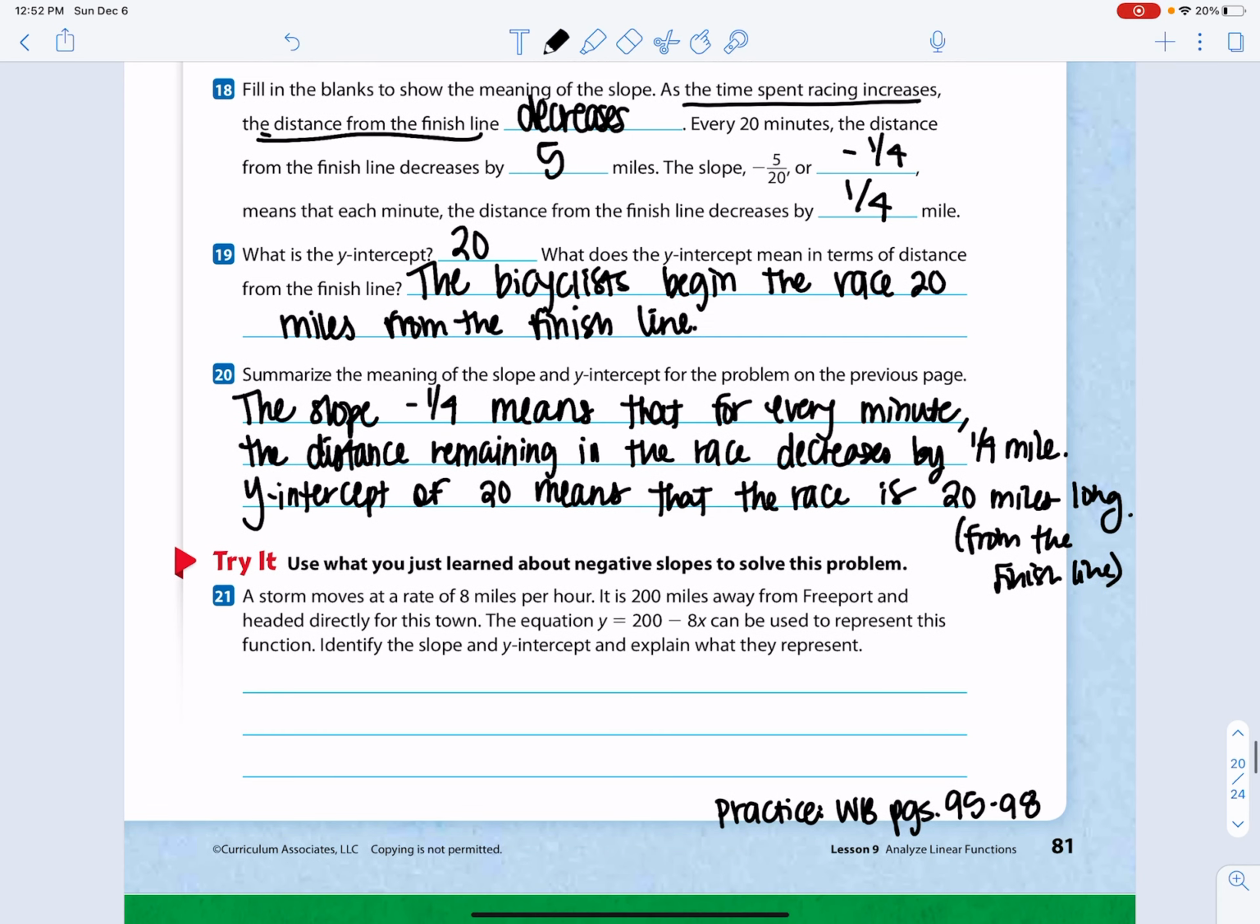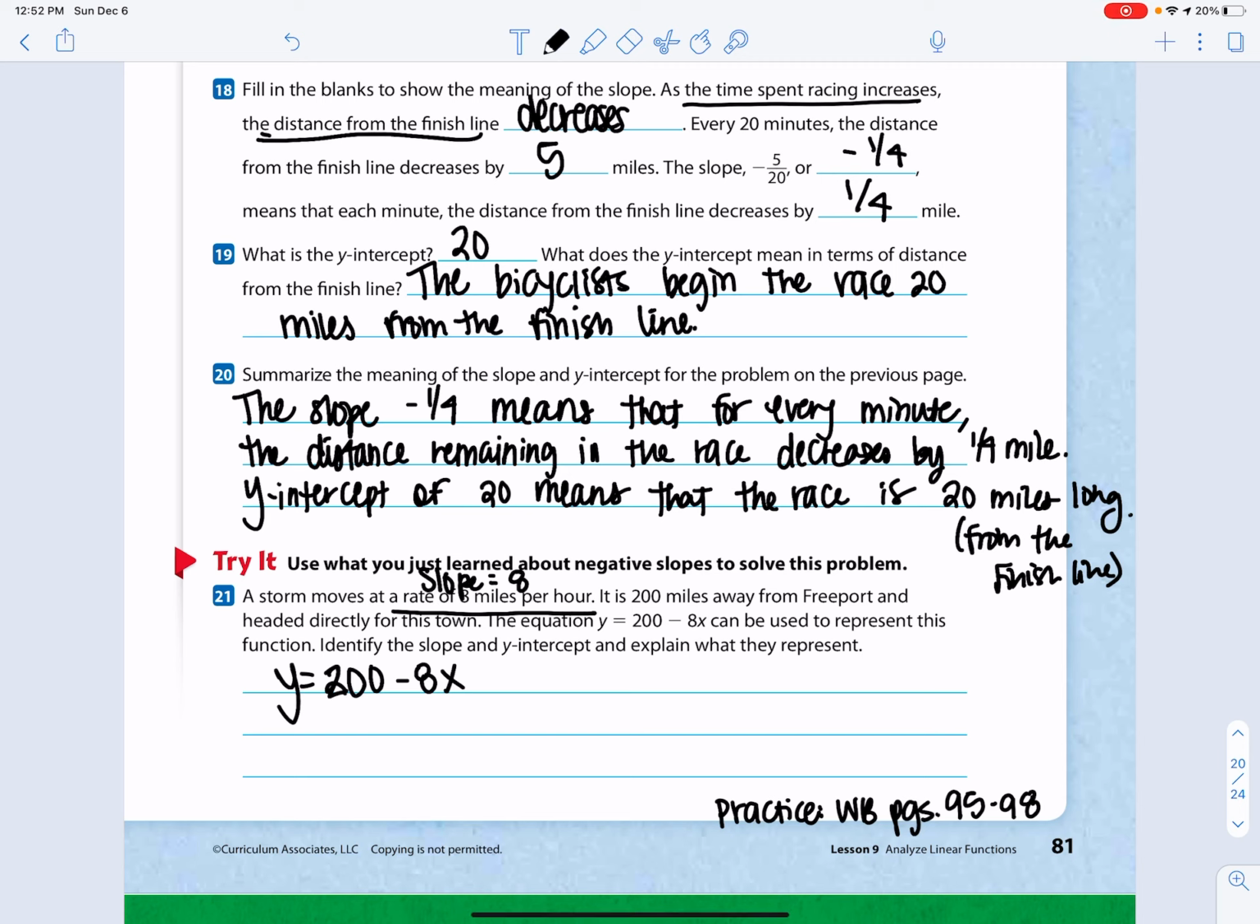Okay, moving on to the try it. Use what you just learned about negative slopes to solve this problem. A storm moves at a rate of 8 miles per hour. If that's the rate, it's literally the rate of change, which we now call the slope. Slope is 8. It is 200 miles away from Freeport and is headed directly for this town. The equation 200 minus 8x can be used to represent the function. Identify the slope and y-intercept and what they represent. Again, they already gave you the equation, which I think kind of takes away some of the point of doing this, but okay. So 200 minus 8x.